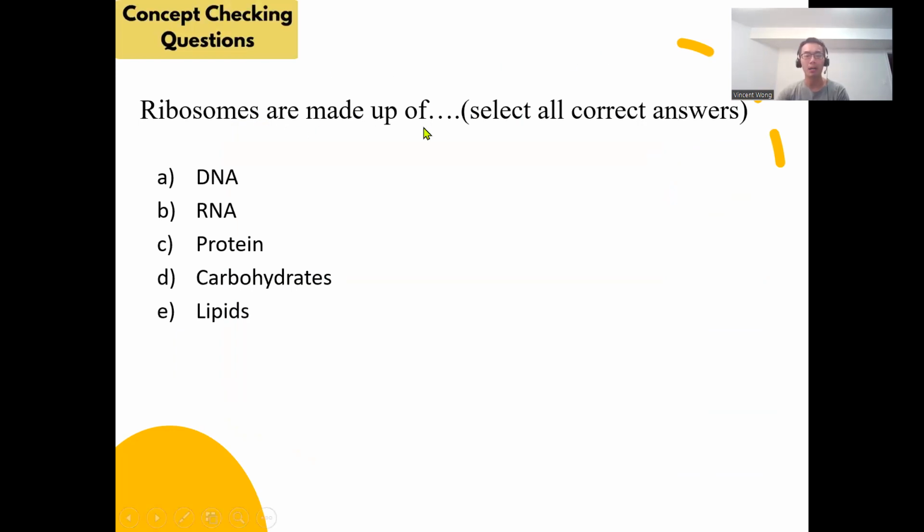Okay, here's a quick concept check question. Ribosomes are made up of, I will just tell you the answer to save time because we do have a lot to cover, RNA and protein.